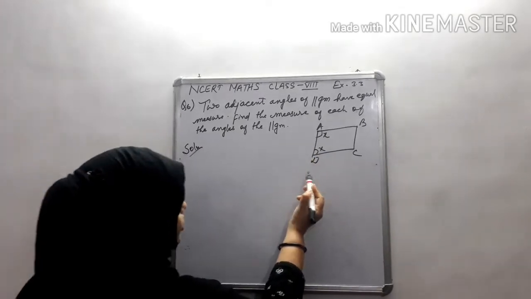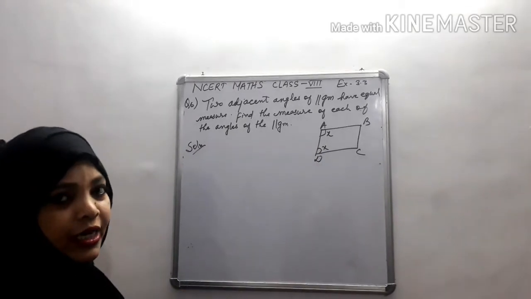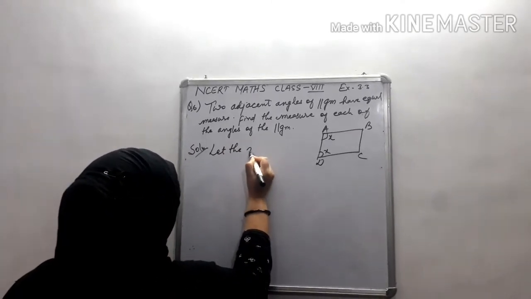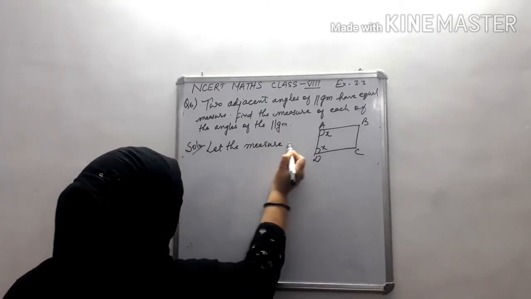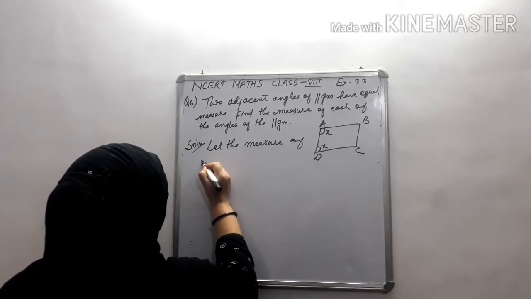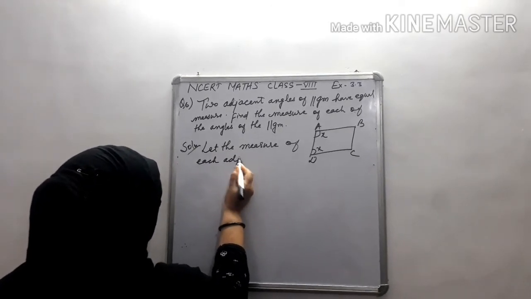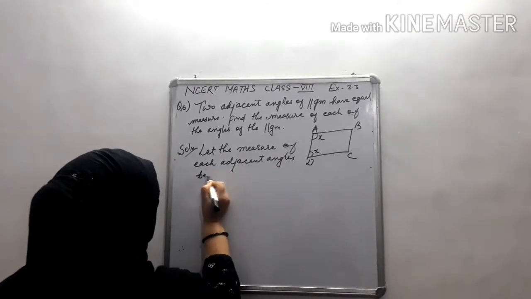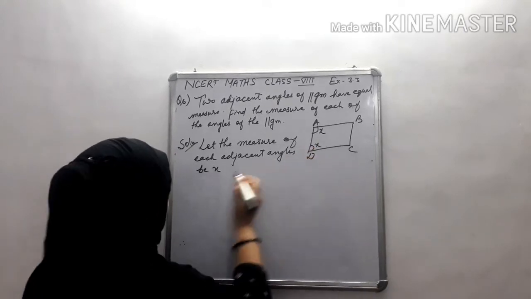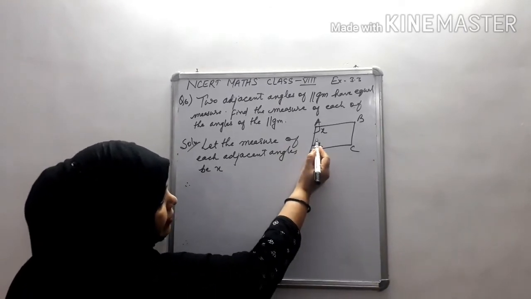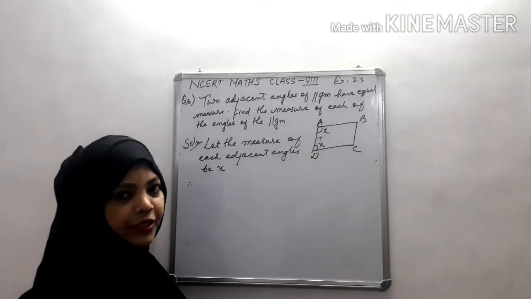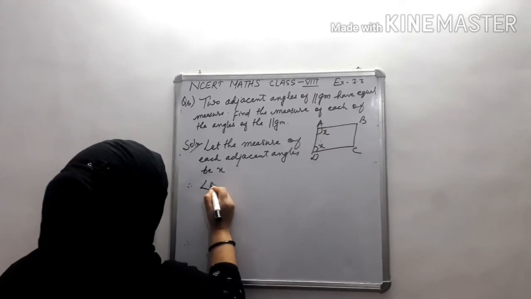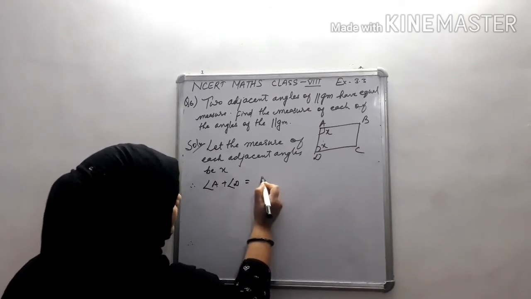Let the measure of each adjacent angle be x. Okay? हर adjacent angle के measure को हम x suppose करते हैं. Then you know, the sum of the measures of two adjacent angles is supplementary. Two adjacent angles are supplementary, means adjacent angles A and D. Therefore, angle A plus angle D is equal to 180 degree.